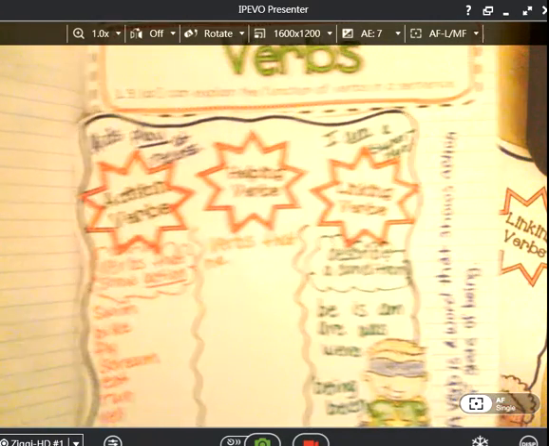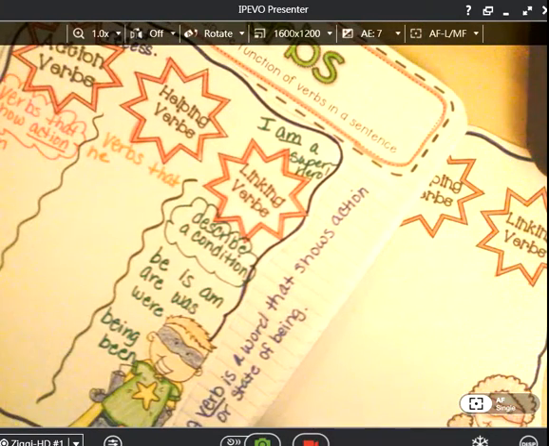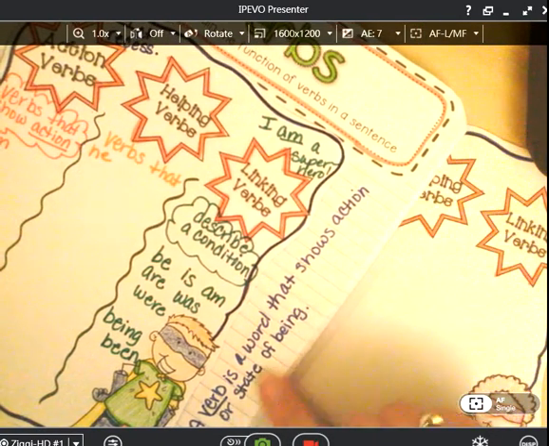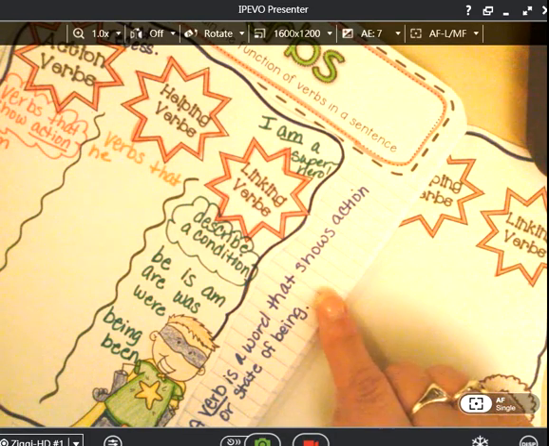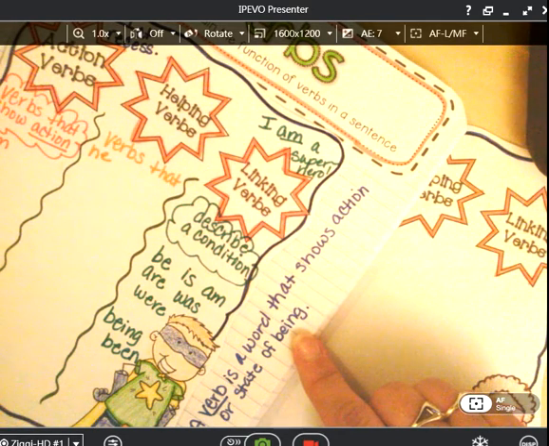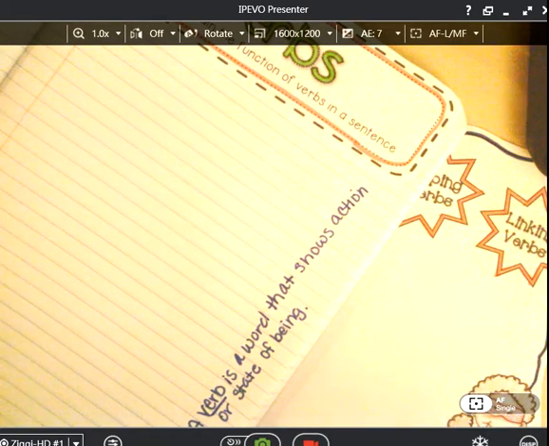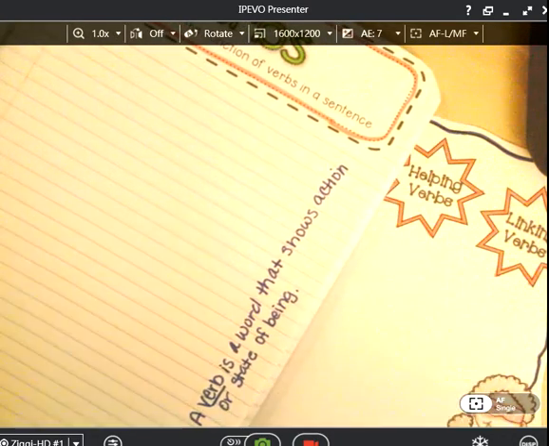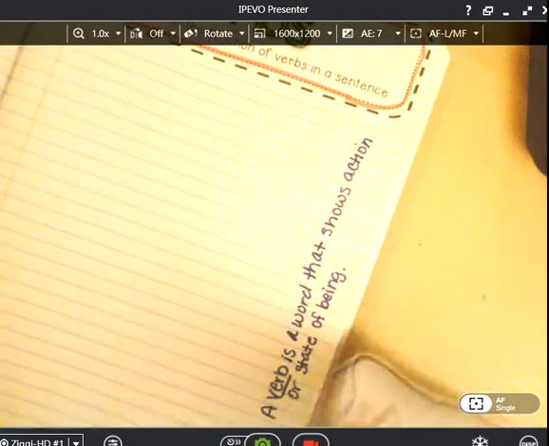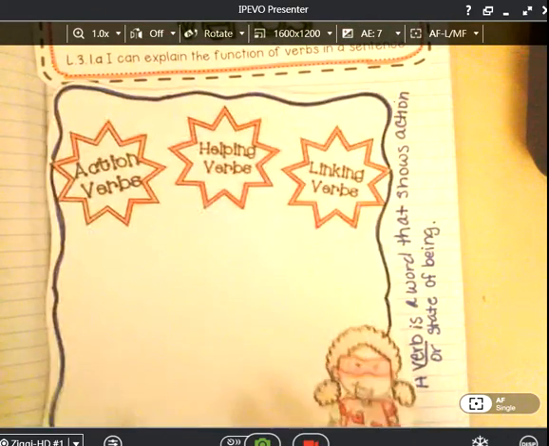The first thing I'm going to write on here is my definition, and you can see it says a verb is a word that shows action or state of being. Now, at any time, if you need to pause the video so that you can catch up with the writing, you can do that. That's not a problem. But the first thing that you're going to write on here is the verb definition. It is a word that shows action or a state of being.